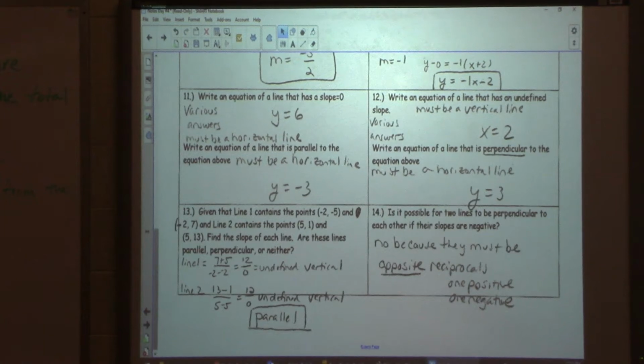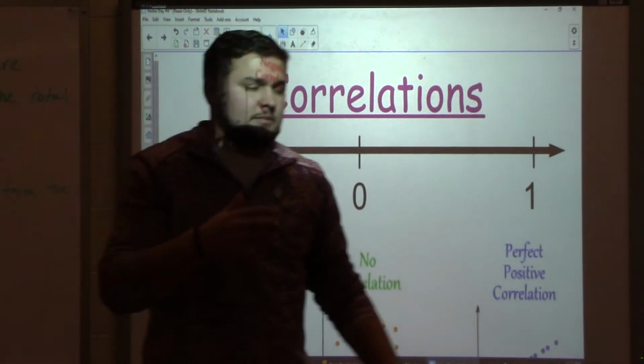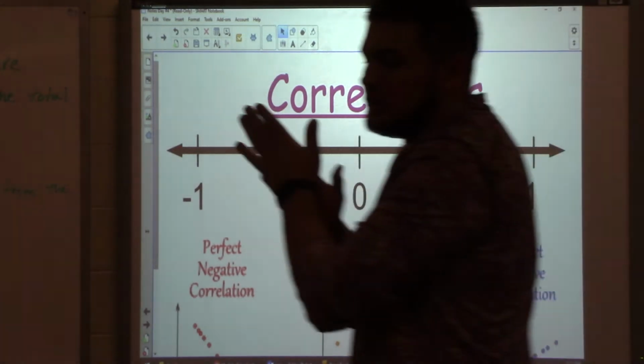Alright, so, like I just mentioned, we're going to talk about line of best fit today. What's going to happen is they're going to give us points and we're going to plot them. And we're going to try and make a line that best fits all those plotted points. Right? Before we can do that though, we want to talk about correlations.